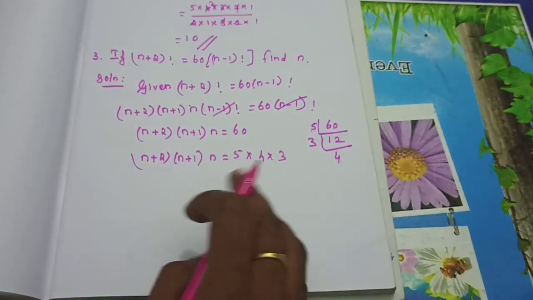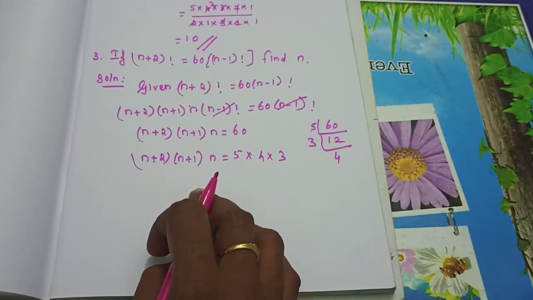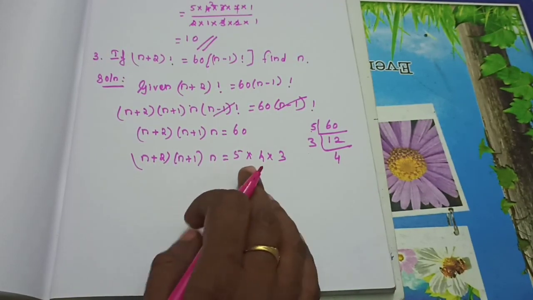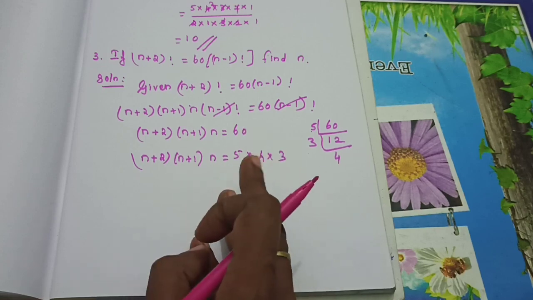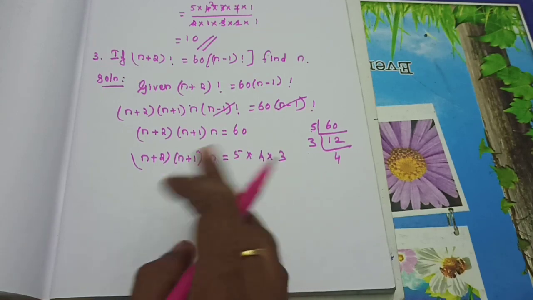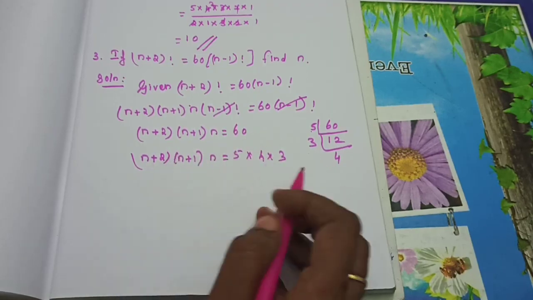Now I will explain why I am splitting as 5 into 4 into 3. You will have a doubt. Why ma'am you are splitting 5 into 4 into 3? We can split as 5 into 2 into 2 into 3 also, otherwise 12 into 5 we can split. You will have a doubt. So I will clear your doubt.